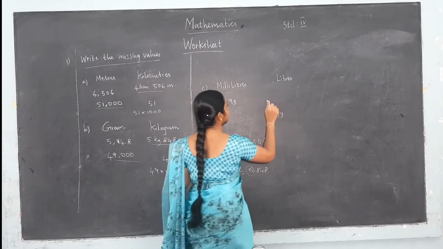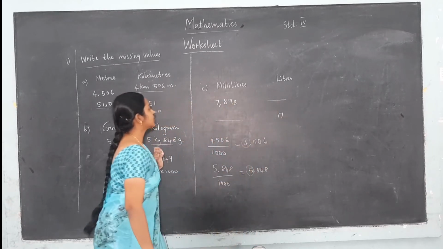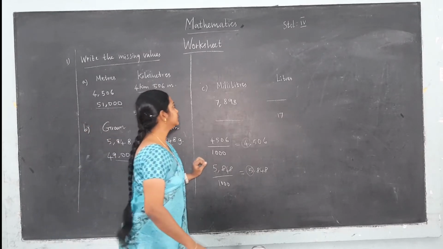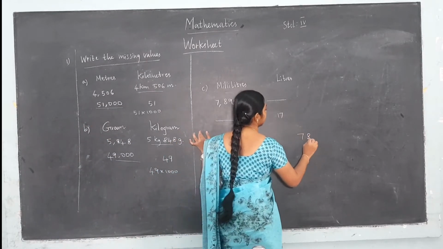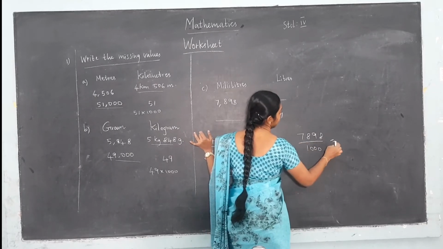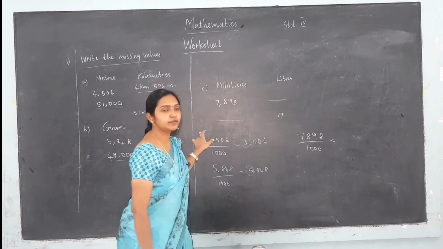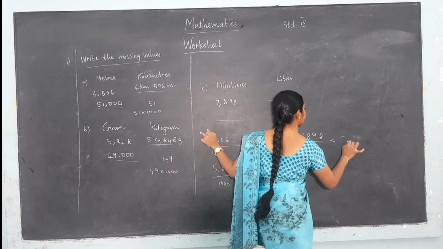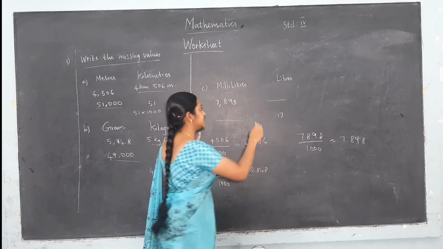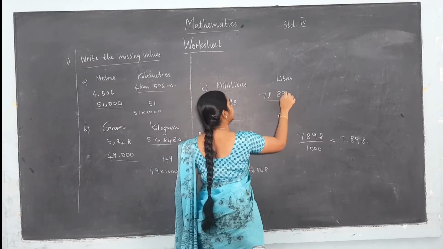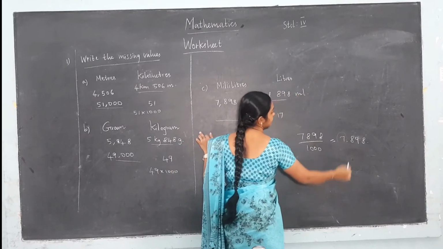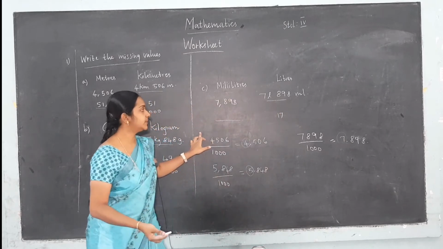Next, we have to convert 7898 milliliter into liter. To convert milliliter into liter, we have to divide that by 1000. So we have to keep the decimal point before 3 places. So it will be 7.898. So the answer is 7 liter, 898 milliliter. Before the decimal point it will be liter. After the decimal point it will be milliliter.